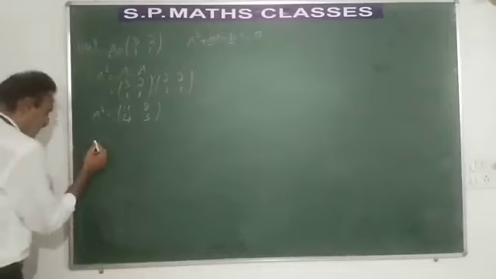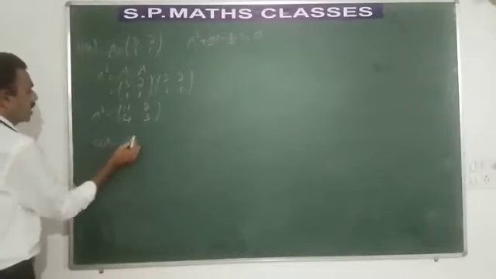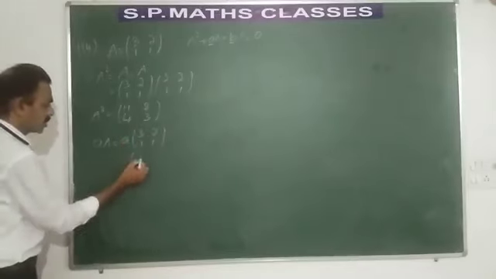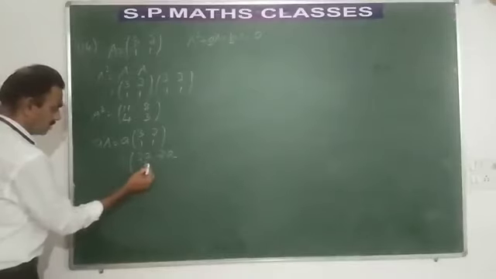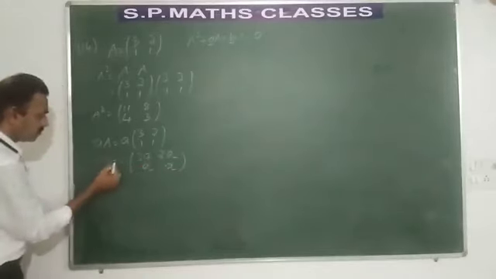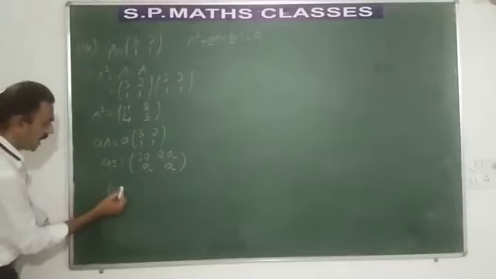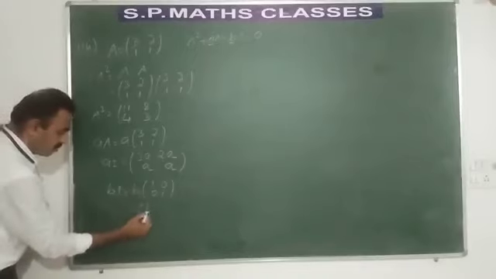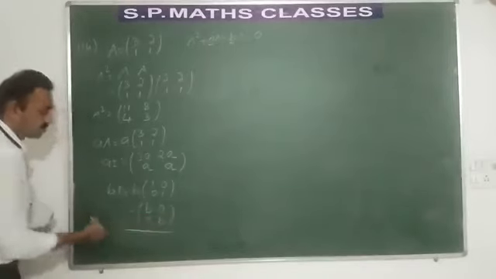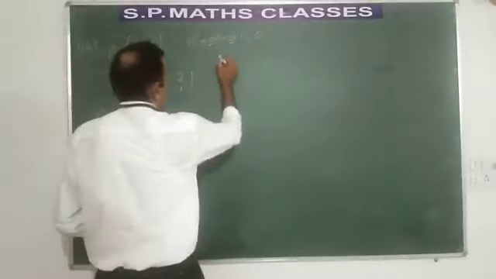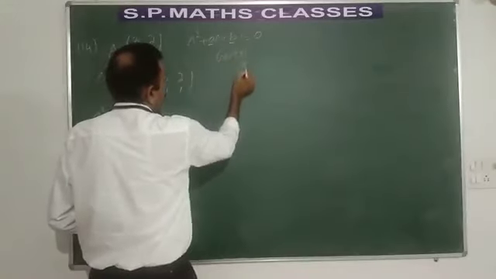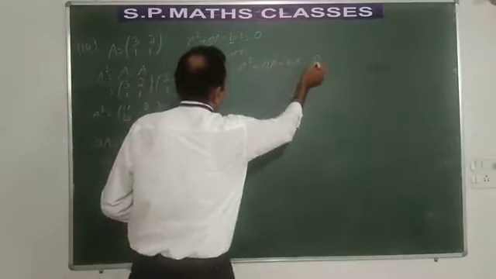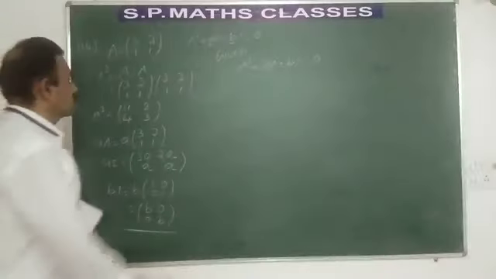Now what is a into A? a into A, where A is 3, 2, 1, 1. So this becomes 3a, 2a, a and a. Now we have to find bI. b into 1, 0, 0, 1, which will be b, 0, 0, b. Now what is given? Given the equation A square plus a into A plus b into I is equal to the null matrix.